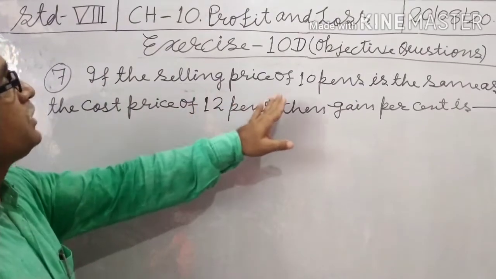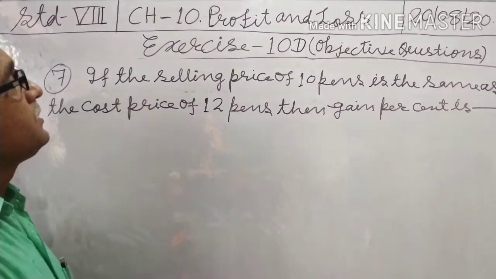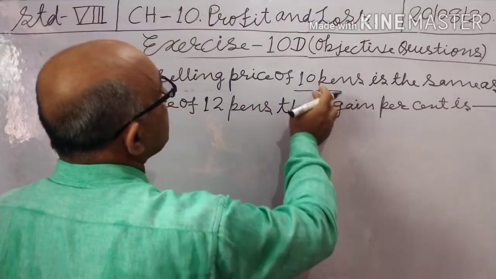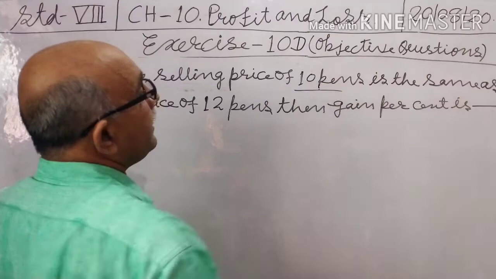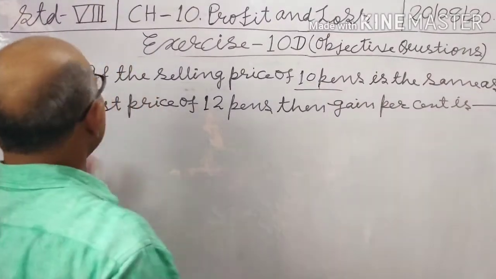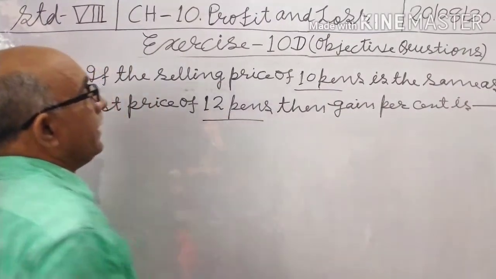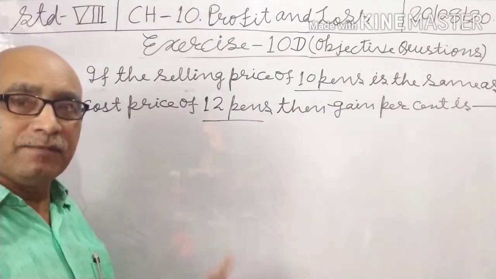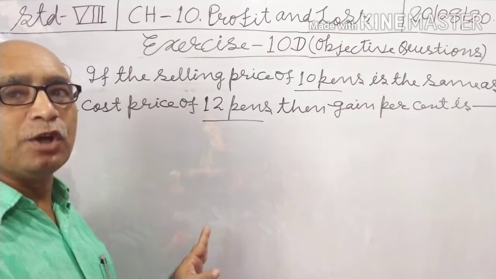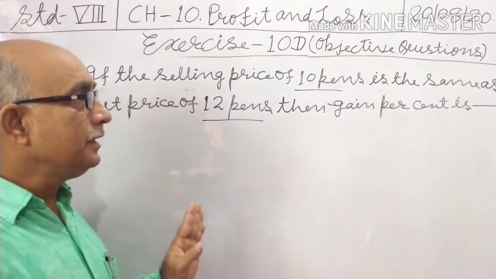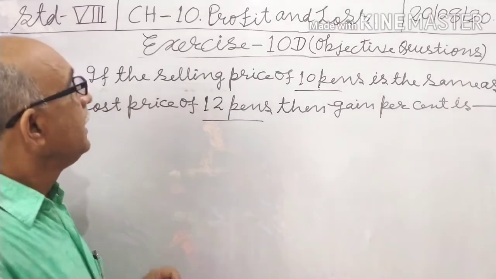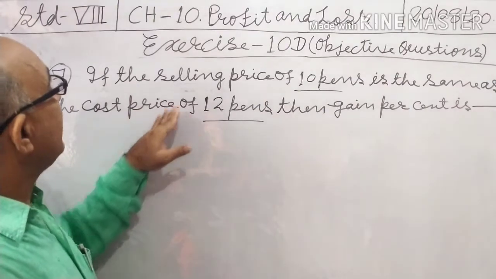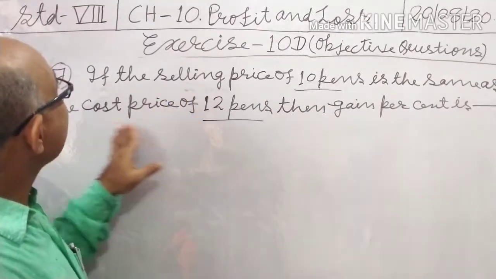If the selling price of 10 pens is the same as the cost price of 12 pens, then gain percentage. Here the last is cost price and the first is selling price. So last is cost price.